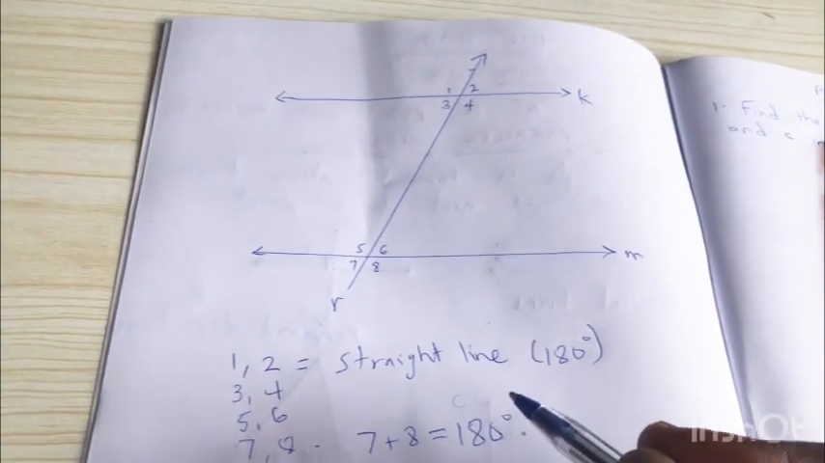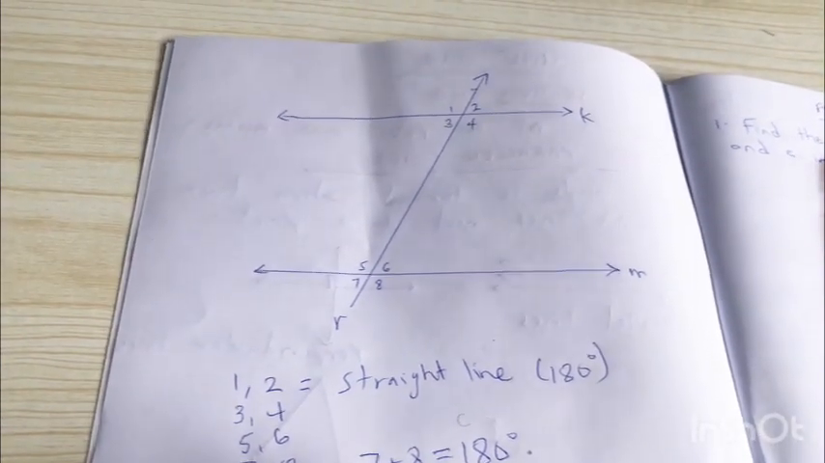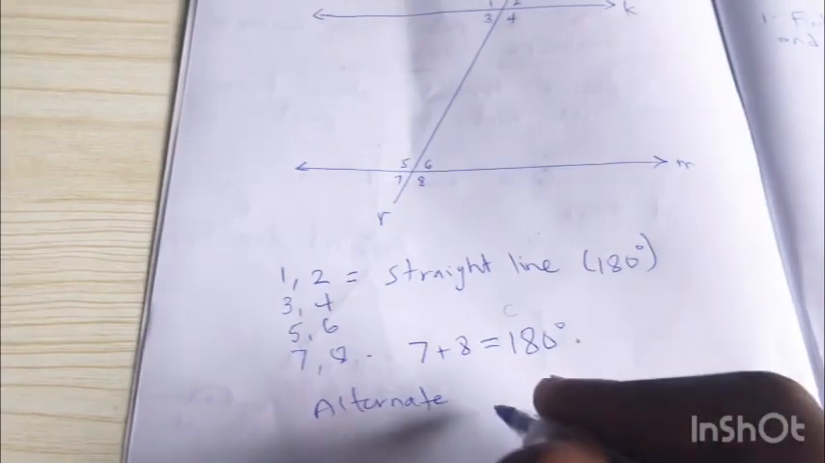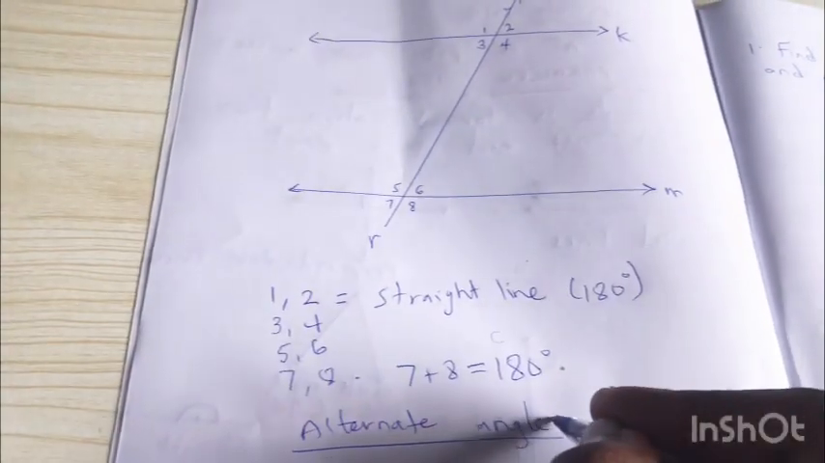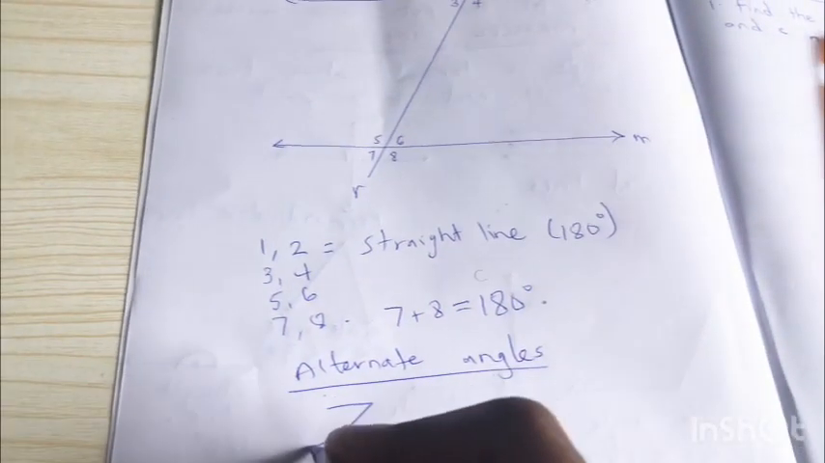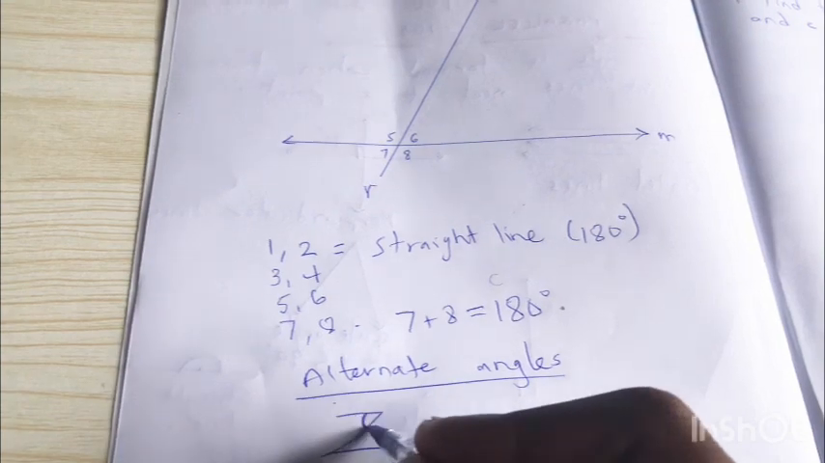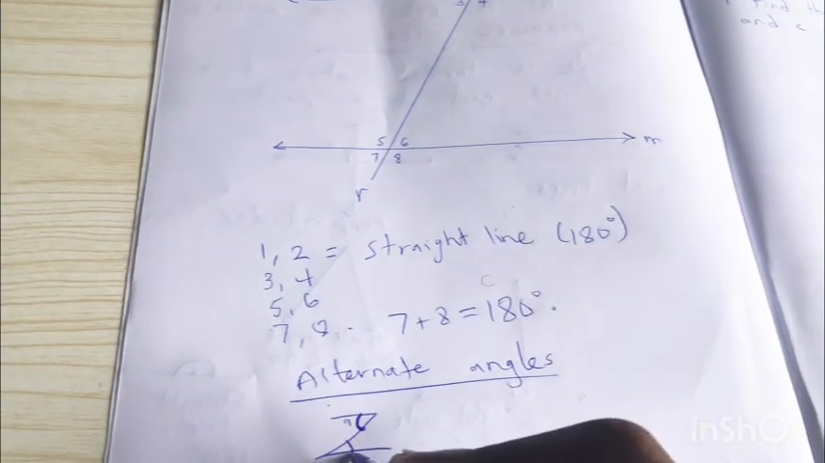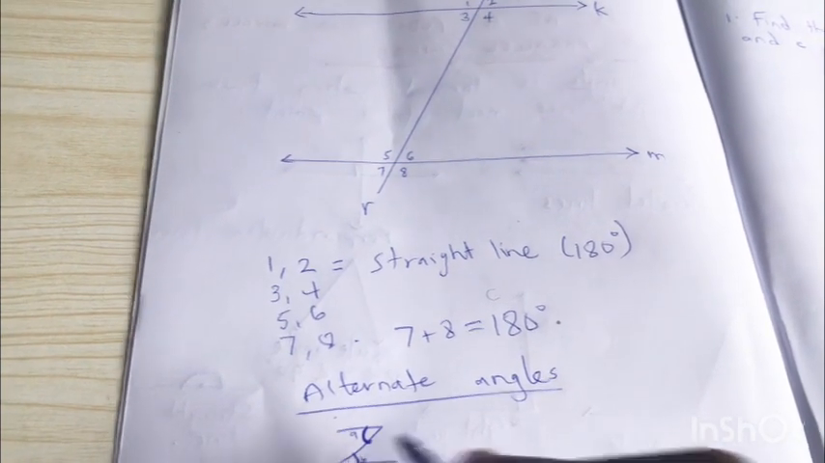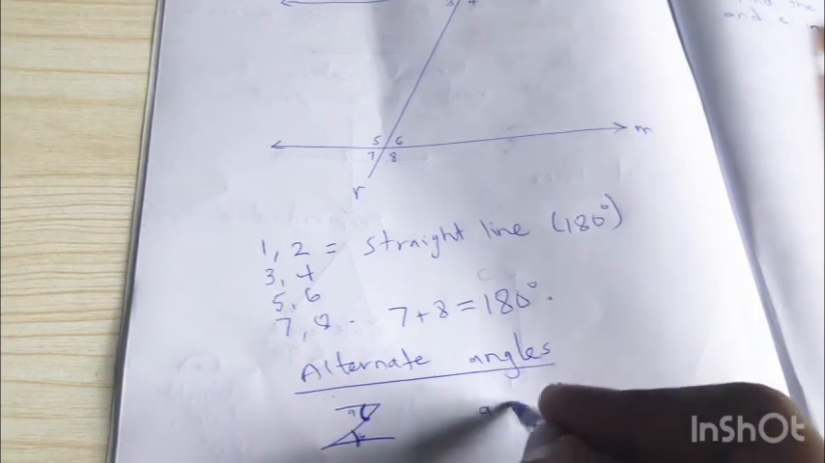So we also have another one called the alternate angles. And this type of angles have the shape of the Z. Have you seen it? So when you have the Z, this corner, the angle there, say A, is the same as this corner, the angle here, say B. That is, A is equal to B.